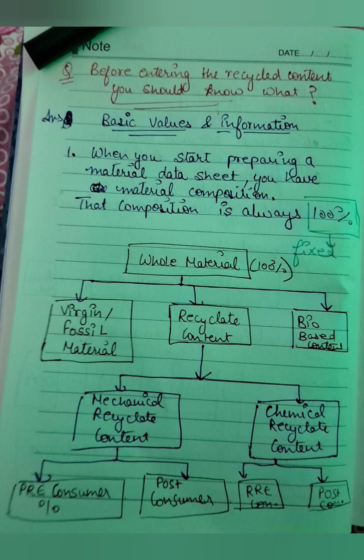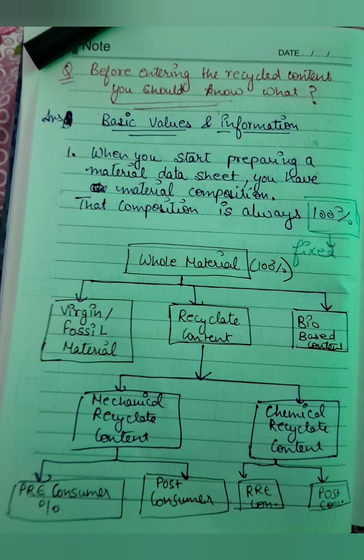Now, the recyclate portion splits further into mechanical recyclate and chemical recyclate. And here's the key. Those two together must add up to 100% of the recyclate, not 100% of the whole material, just of the recyclate portion. And then each of those, mechanical and chemical, split further into pre-consumer and post-consumer. Again, those two must sum to 100% of their parent. So the rule is simple. At every level of the tree, the children must add up to 100% of their parent, every single time.